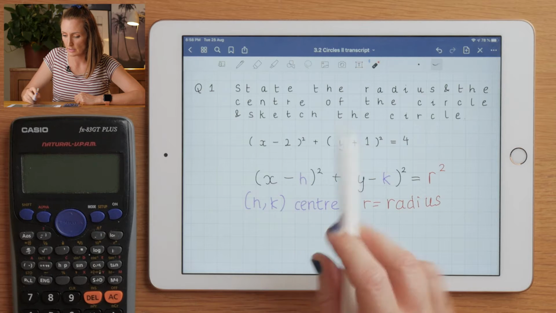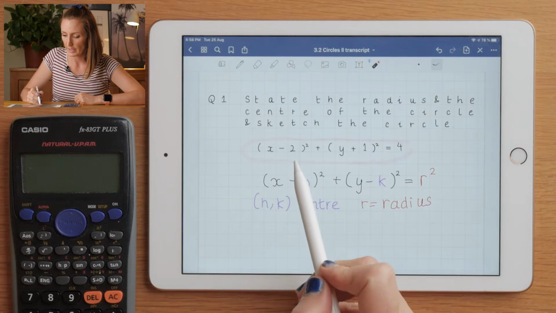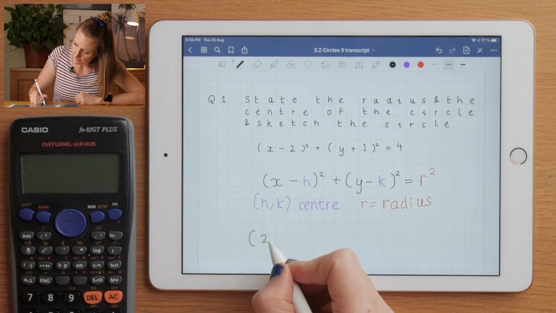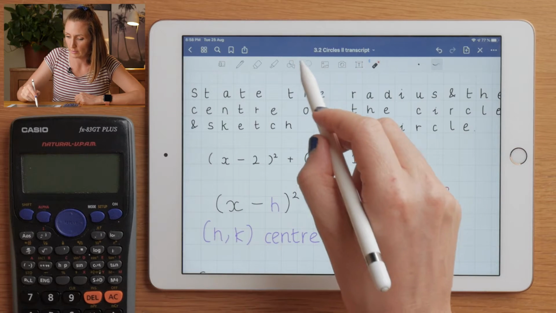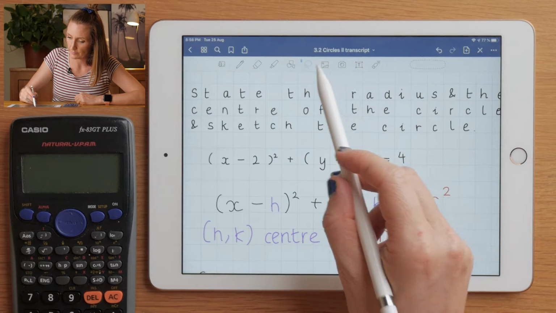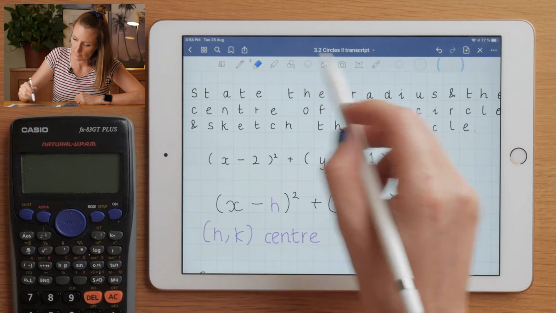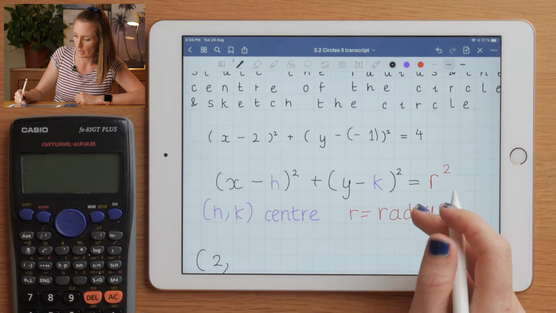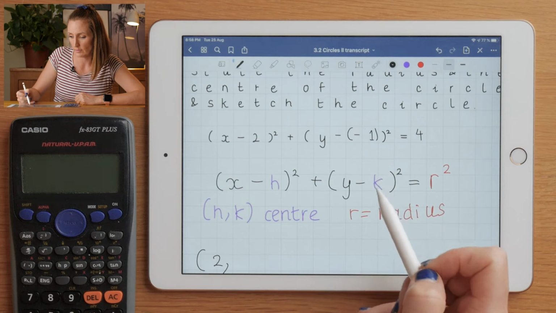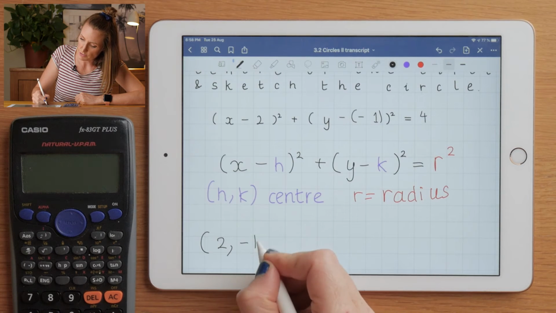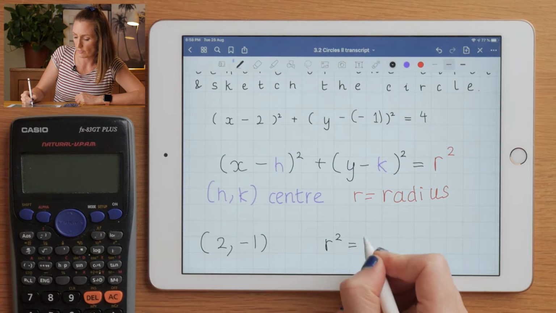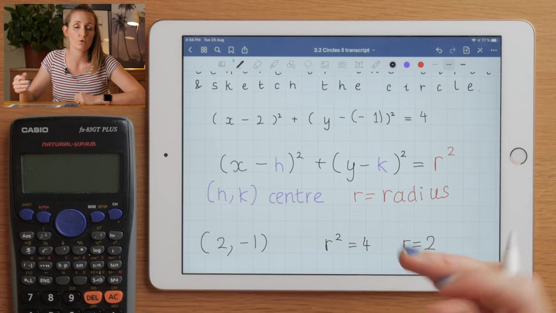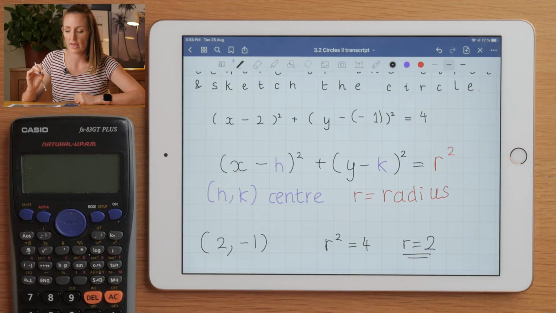So comparing this equation here, we can see that 2 must be h. And k: you can think of the plus 1 as minus k being plus 1, so k is minus 1. So the center has to be (2, -1), and the radius squared is 4, so the radius has to be 2. When you take the square root and you're finding the radius, you only take the positive value because length has to be positive.